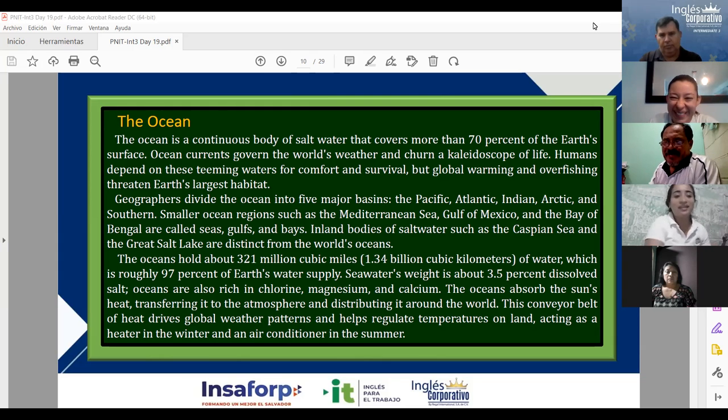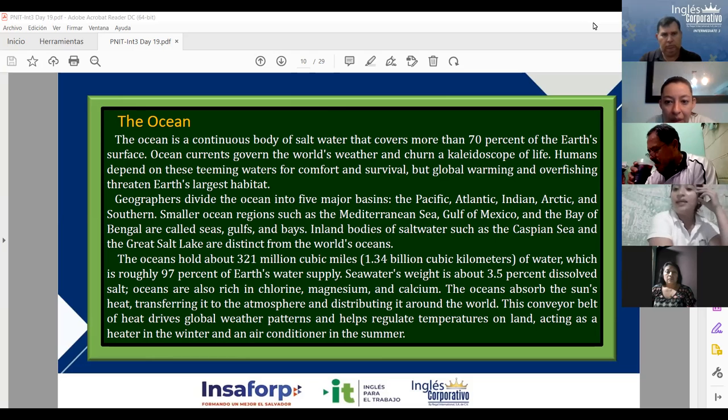The ocean. The ocean is a continuous body of salt water that covers more than 70% of the Earth's surface. Ocean currents govern the world's weather.